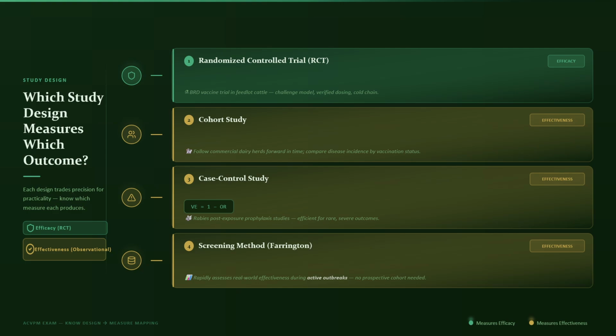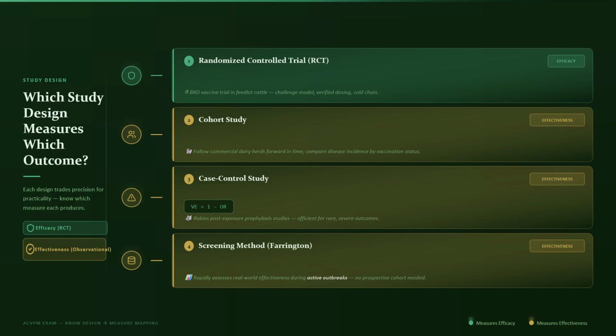Here's an ACVPM exam tip. Memorize the mapping. RCT, efficacy. Cohort, case control, and screening method, effectiveness. For a cohort, VE equals 1 minus RR. For a case control, VE equals 1 minus OR. Each design trades precision for practicality, so expect a scenario that asks you to pick the right one.